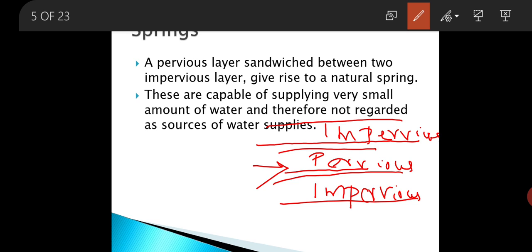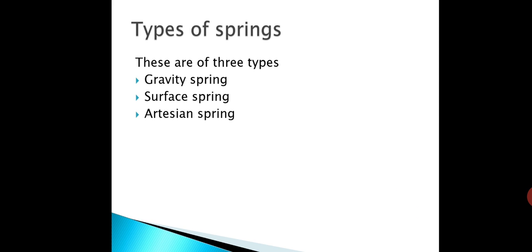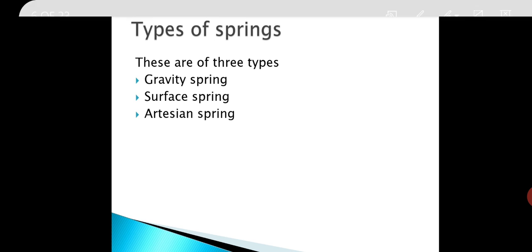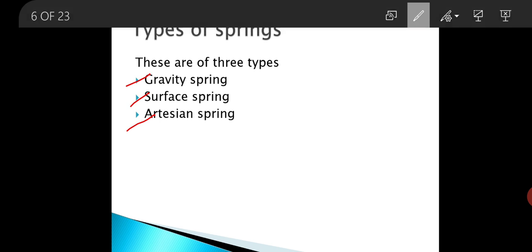These springs are generally capable of supplying a very small amount of water and therefore they are not generally regarded as sources of water supply. However, well developed springs may sometimes be used as water supply sources for small towns. Now let us discuss the different types of spring. These are of three types: one is gravity spring, second is surface spring, third is artesian spring. First we will discuss gravity springs.